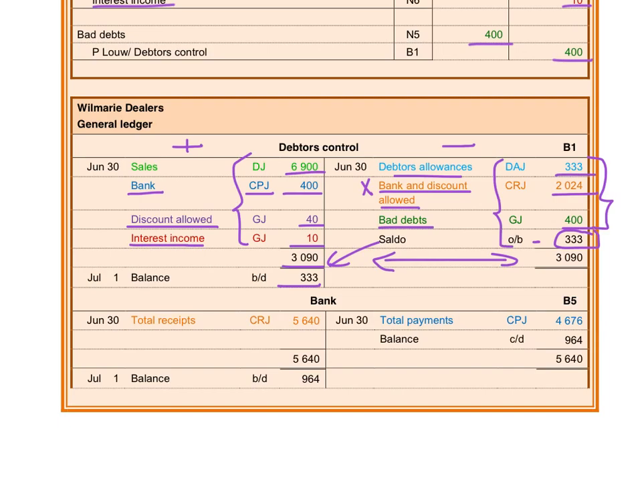In the bank account, we will record total receipts or sundry accounts on the debit side. On the credit side, we will record total payments or sundry accounts to indicate that assets increase on the debit side and decrease with the payments on the credit side. Then we will subtract the credit side from the debit side. So we will say 5640 minus 4676 to determine what is the balance, and that balance will be brought down on the opposite side below the total for the next month.